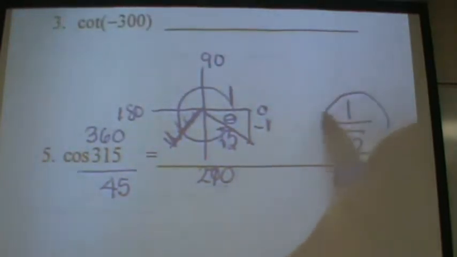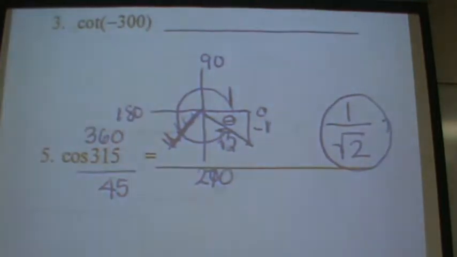Yep, that's it. Now next year when you get to pre-calc, I'm going to make you rationalize this denominator, which will be root 2 over 2.